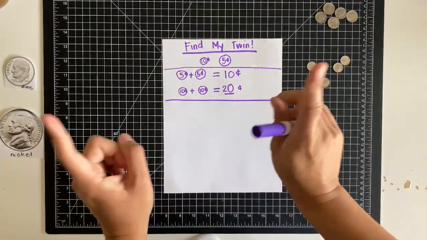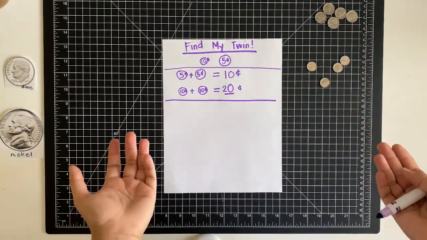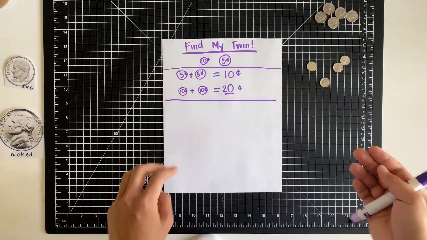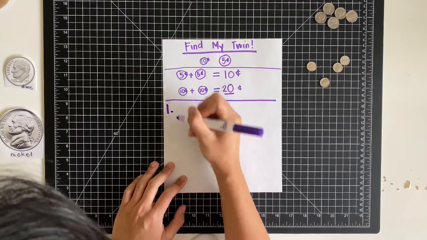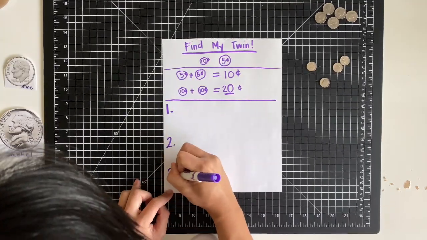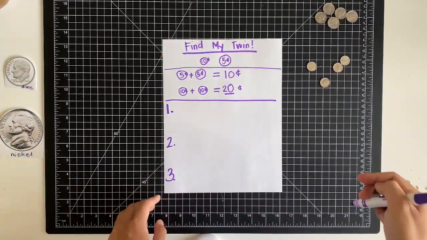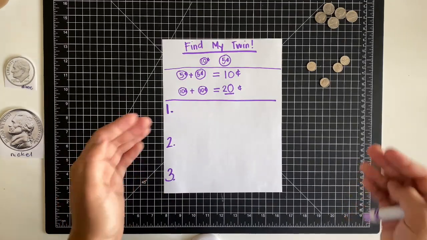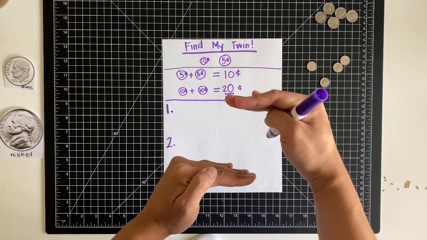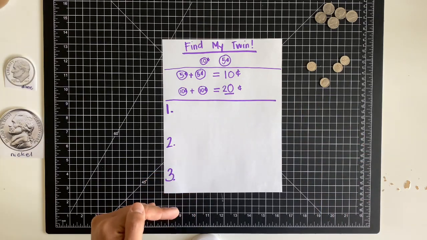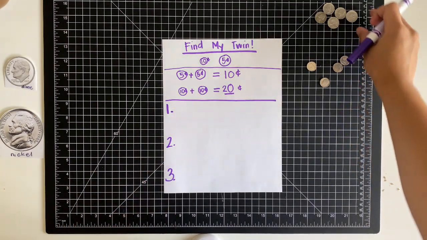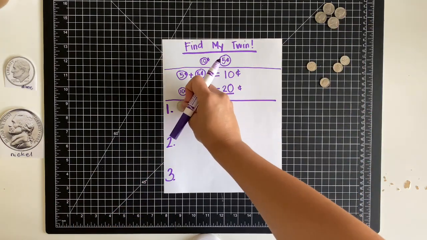All right, let's move on to the main part of our game of Find My Twin. I have 3 questions for you. 1 question, 2 questions, and 3 questions. And remember, the objective or the goal of this game is to find the same cents value using a group of nickels and a group of dimes. So, let's do the first one together.